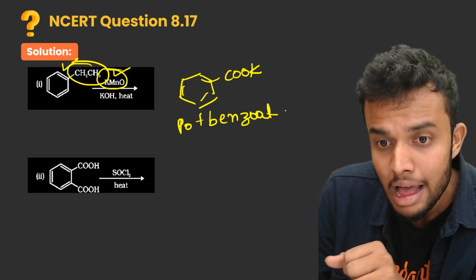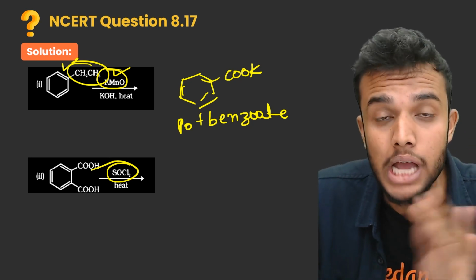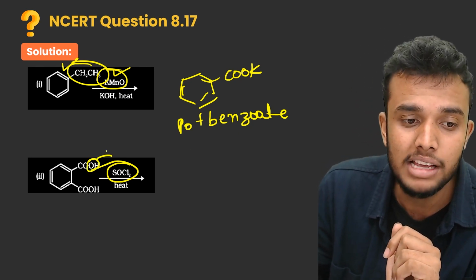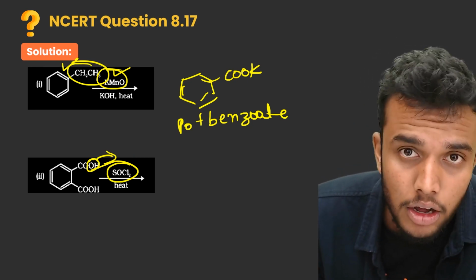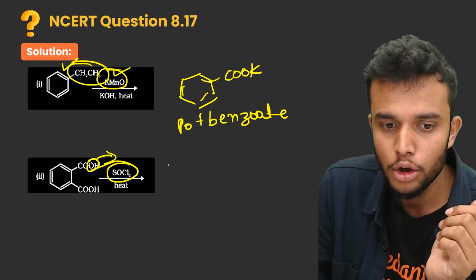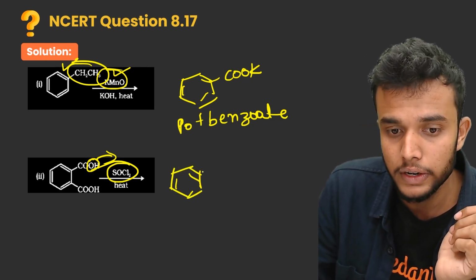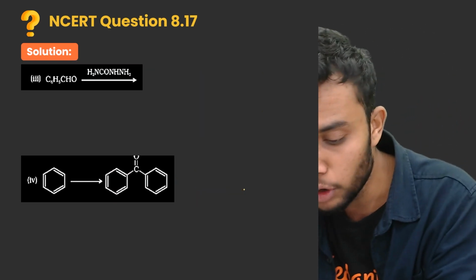Right? Understood? Second one, SOCl2. We already know it's a chlorinating agent. The OH group is replaced by a chloro group. Why? The OH group is monovalent, oxygen is divalent and chlorine is also monovalent, to yield the chloro-substituted compound, COCl. Understood? Let's move on to the third one.